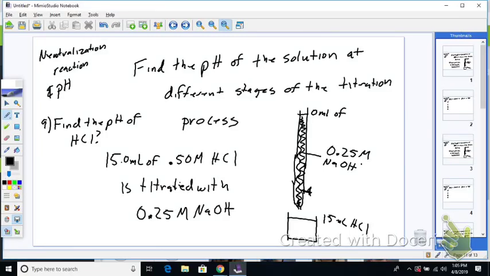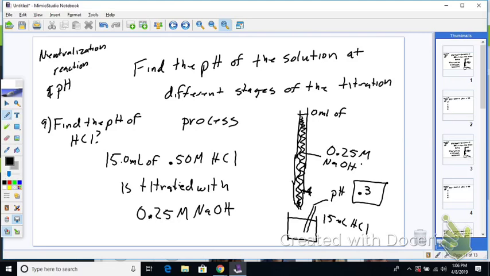So what do you do to find a pH? Take the negative log of the concentration. So what's the pH? If I put a pH probe into this solution, okay, what's the measurement going to be? 0.3. Questions? That's the pH, 0.3. So I put that probe in there, it should measure 0.3. Questions? So the very first problem is easy.